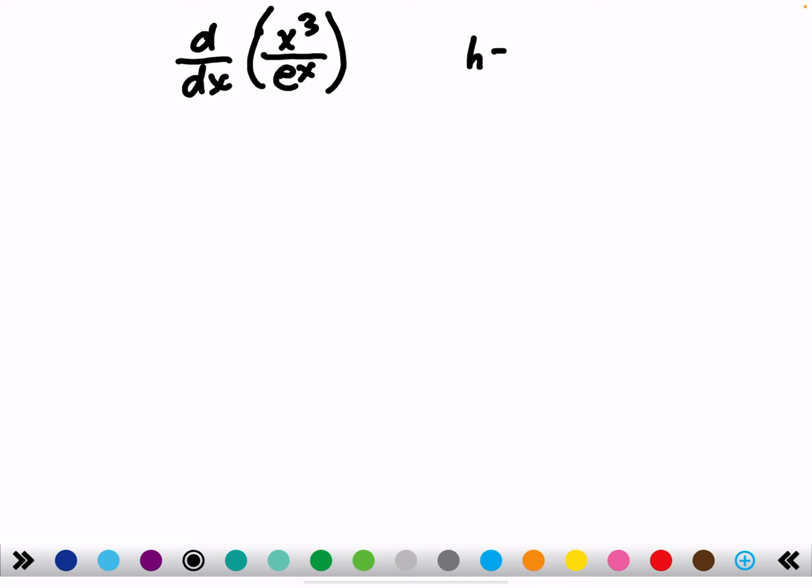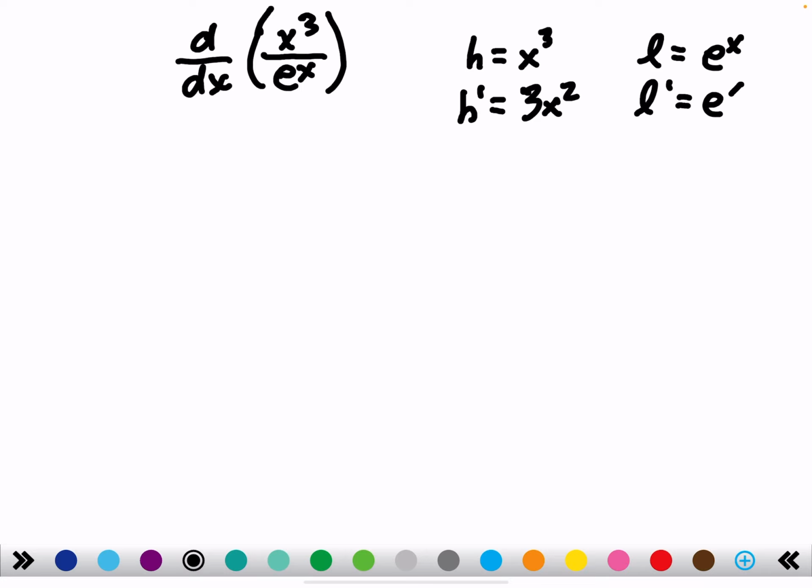Okay, we recall h is what's in the numerator. That would be x cubed. The derivative h prime of x cubed would be 3x squared by the power rule. Low in the denominator, or L, is e to the x. And of course, the derivative of e to the x is e to the x.